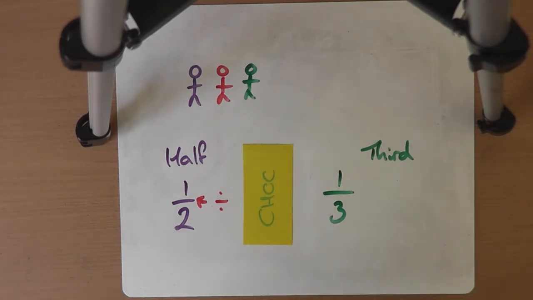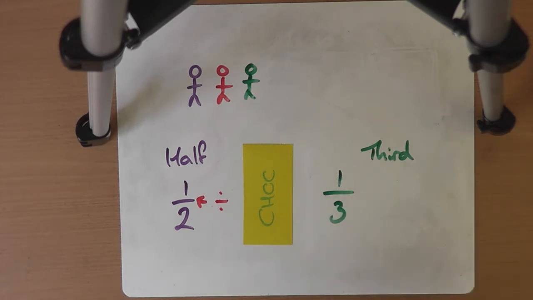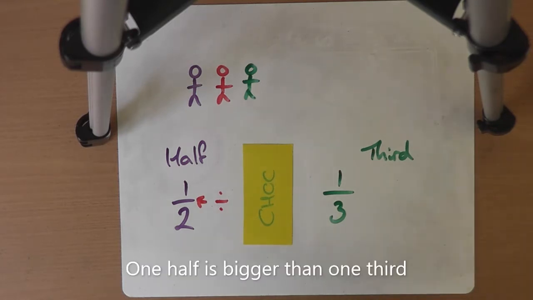Now we could say that as words, or we could say that using these, what we're going to call fraction forms, these numerical representations, which we're mainly going to use. 1/2 is bigger than 1/3. We are sharing this among more people, so there are more pieces, which means the pieces have to be smaller. Yes, the number on the bottom is bigger, but the overall fraction has to be smaller. So we can have our first key fact that 1/2 is bigger than 1/3.